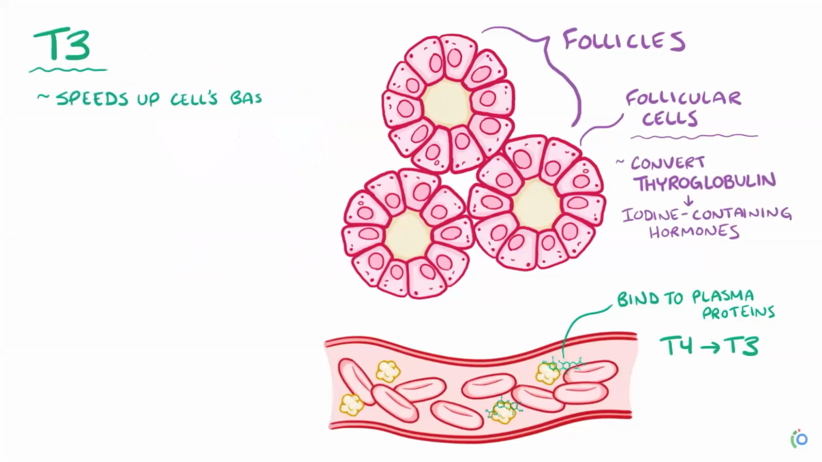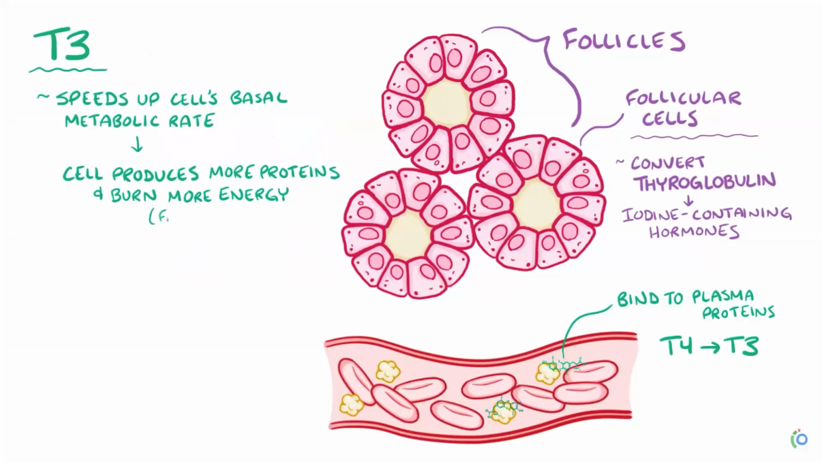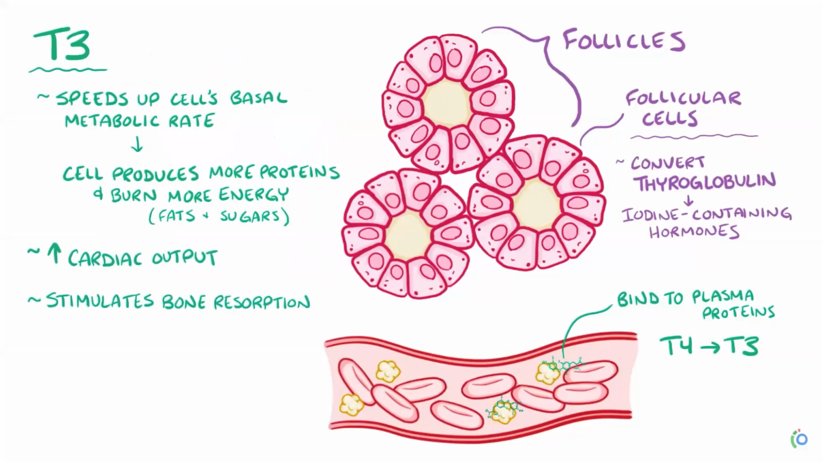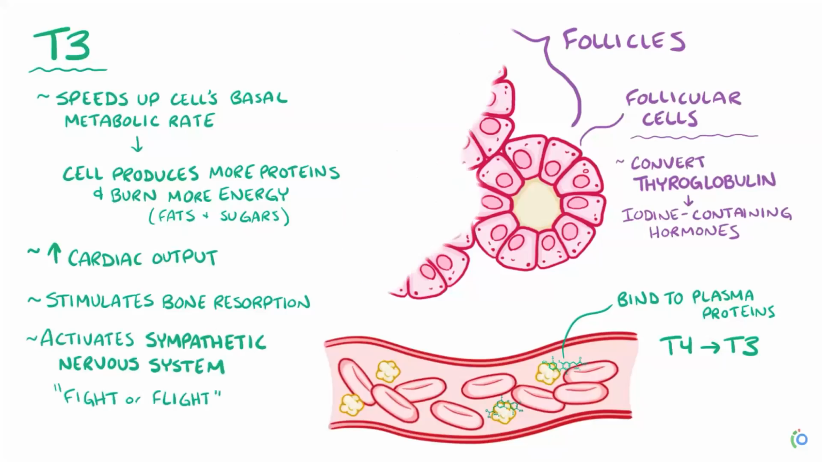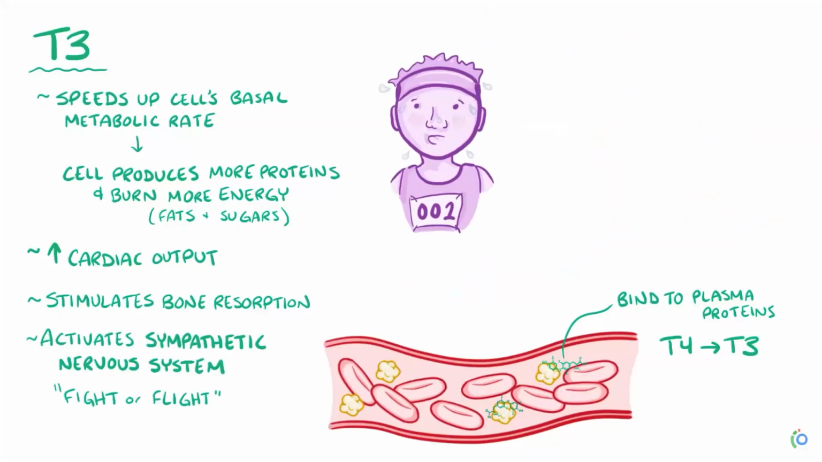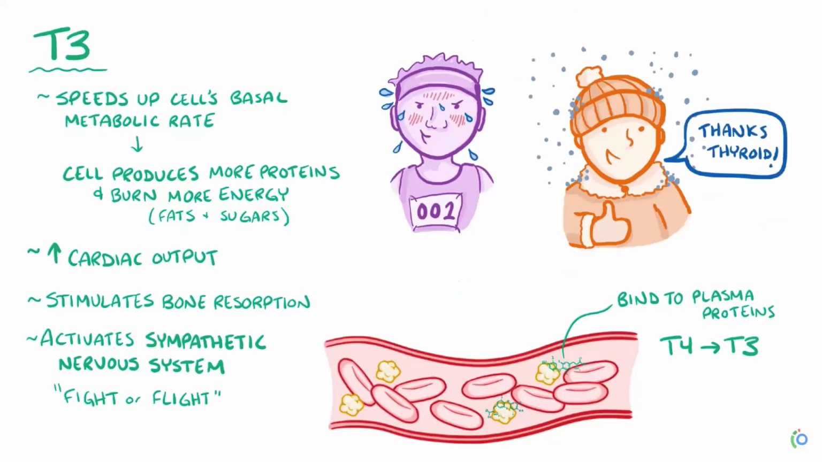T3 speeds up the cell's basal metabolic rate. So as an example, the cell might produce more proteins and burn up more energy in the form of sugars and fats. It's as if the cells are in a bit of a frenzy. T3 increases cardiac output, stimulates bone reabsorption, thinning out the bones, and then activates the sympathetic nervous system, the part of the nervous system responsible for our fight or flight response. Thyroid hormone is important, and the occasional increase can be really useful when you need a boost to get through the final rounds of a sporting competition, or when you're trying to stay warm during a snowstorm.